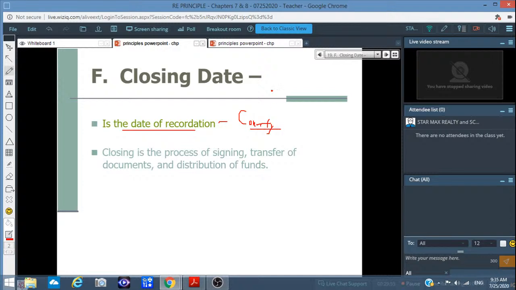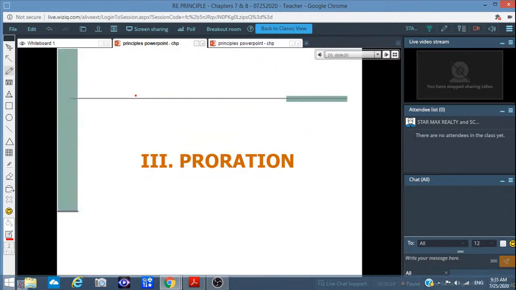Okay. 他去 county 这边记录他的个产权，就是结束这一天。OK。Closing is the process of signing and transfer of documents and distribution of funds. OK，它结束一个交易就是这样子。OK，转让 title，转让这个产权，所有的 document 有签好，然后所有的钱要到位。OK。Alright, proration. Let's talk about proration. 怎么去分配？分配什么东西？Okay.